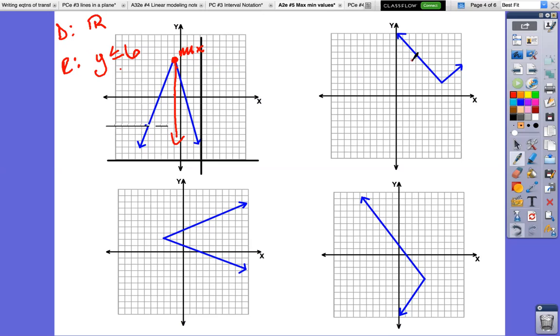So I want you to take a second, and I'm going to cold call. I'm going to call on somebody here, so be ready. So if I call this one number 5, be ready. So find your domain and your range for number 5. Again, nobody's going to be upset if you get it wrong, but I want to hear what you think.